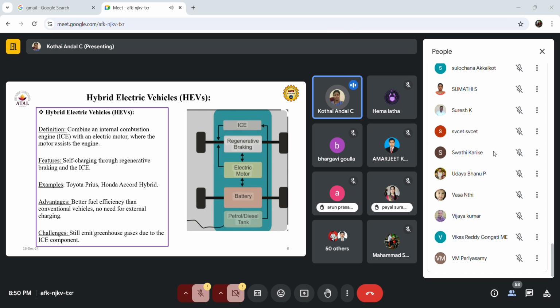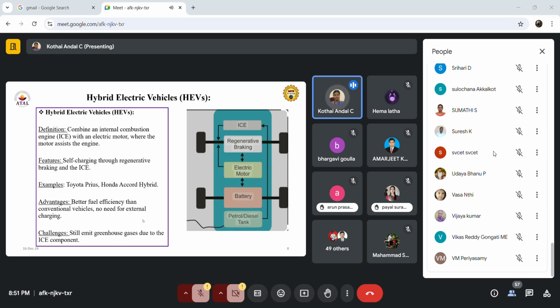In propulsion mode, the motor will act as a motor only. During regenerative braking mode, the motor will act as a generator. Through that, the battery will get charged. These are some examples of hybrid electric vehicles. Toyota and Honda are releasing this type of electric vehicle. Maybe new companies might also have come. The advantage is better fuel efficiency than normal conventional IC engines. Here, no need for external charging because through regenerative braking, the battery is automatically recharged. So there are no extra charging bills here.